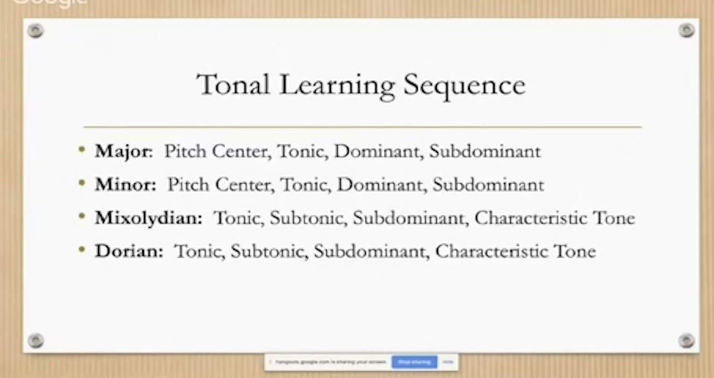I found this fascinating: when he gets to the tonalities, he doesn't mention pitch center anymore. He talks directly about tonic, subtonic, and subdominant for mixolydian, and then characteristic tone. I find that really fascinating, that we don't really talk about pitch center. I wish I would have had a conversation about the why. Maybe it's that we already assume if they can audiate pitch center in major and minor that they will do that automatically in the other tonalities. Maybe it's that the characteristic tone really helps them to understand the tonality as it is. It's just something that fascinated me as I was going through my own notes and reading. And then I just put Dorian as one more example. Again, you can reference all of this in the book in terms of the tonal learning sequence. Why do I present this to you?